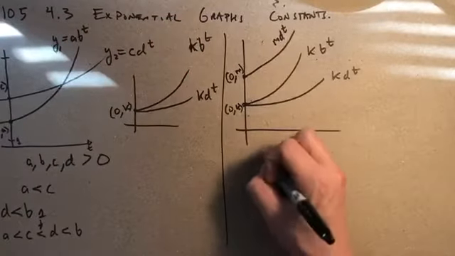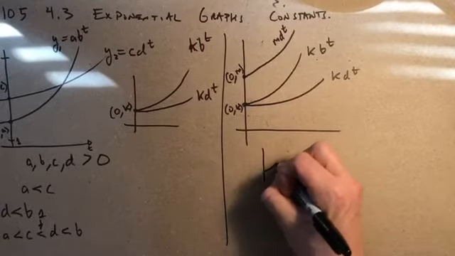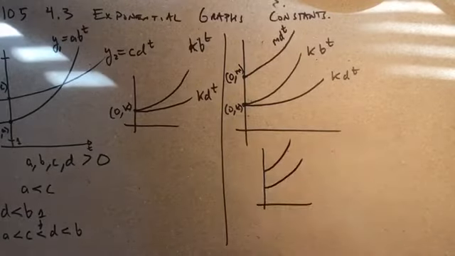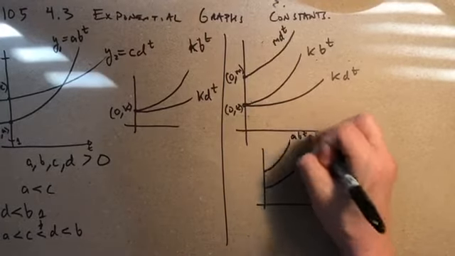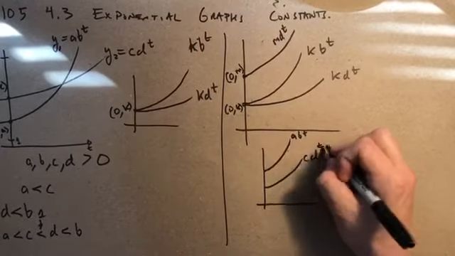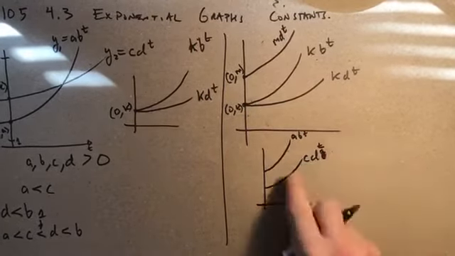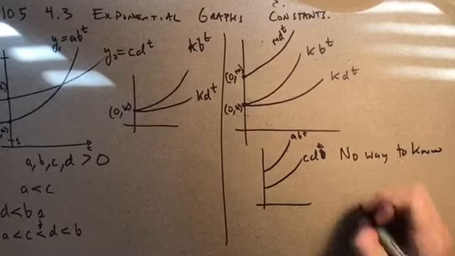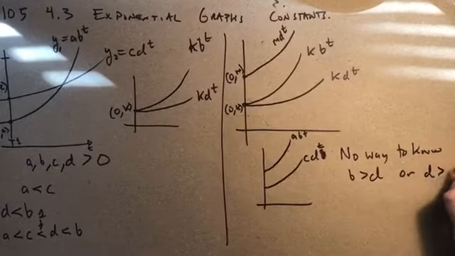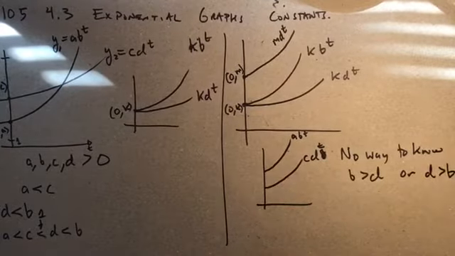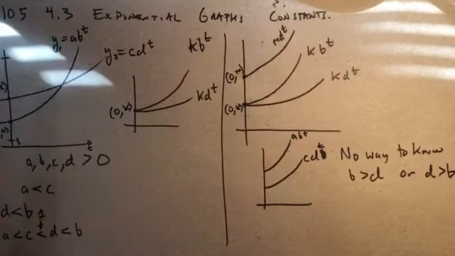The takeaway here is, if I have two curves that look like this, I don't even care about what the a value is. We'll say we have a b to the t, c d to the t in this case. We have no way of telling whether b is greater than d or d is greater than b. The reason for that is we have our initial values, and the initial values offset. They make the curve look steeper the higher up we go.